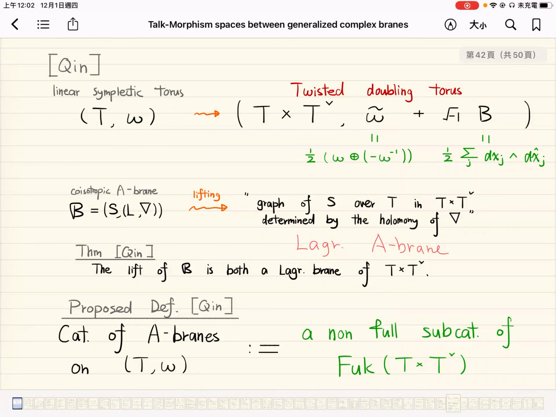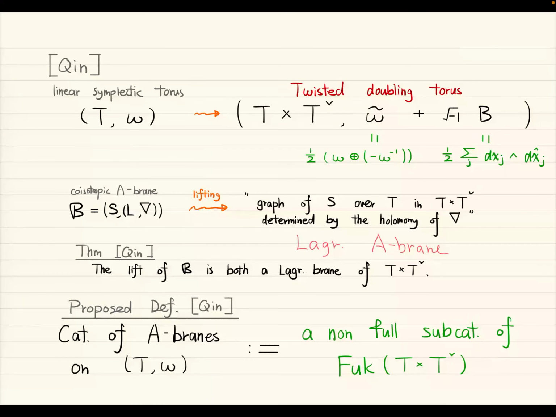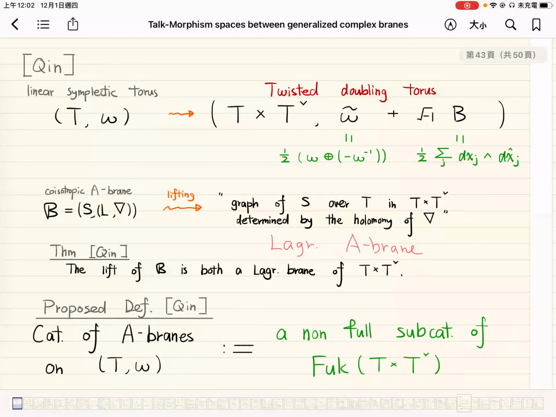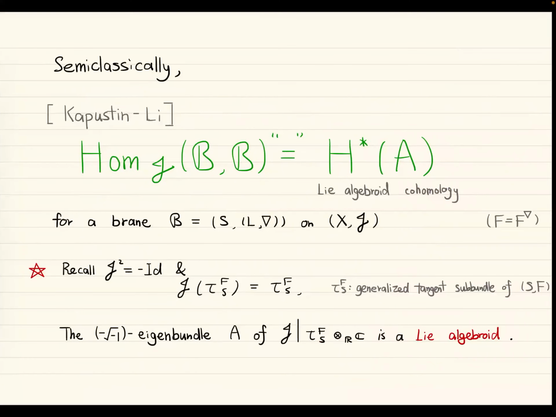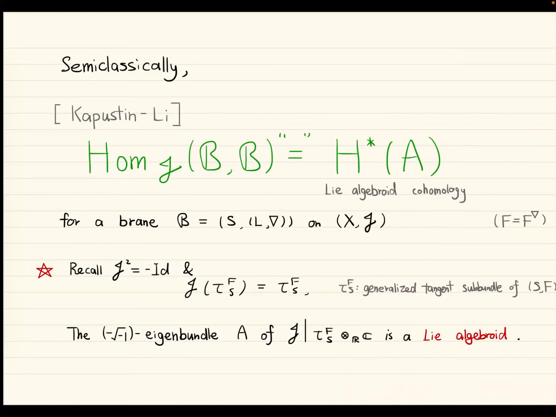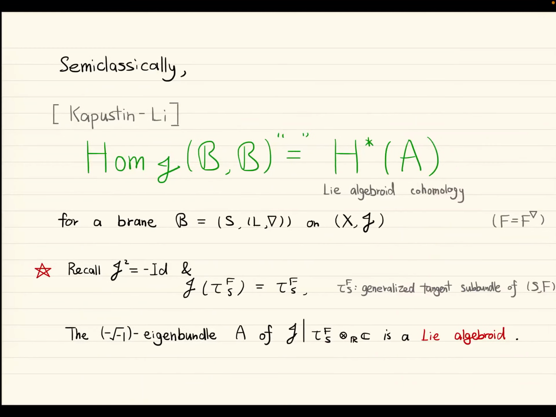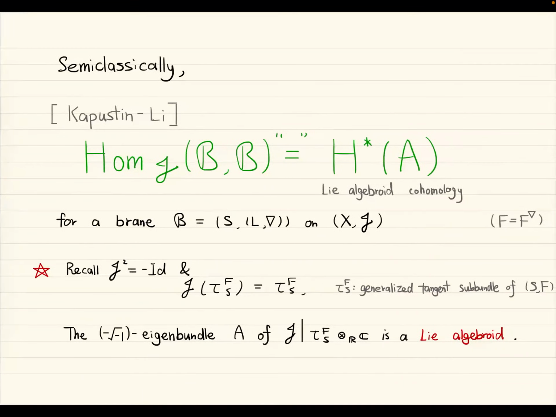So, now because I still have some time, I'd like to explain a notion from the very beginning, about the admissible pair of branes, in detail. So let us first consider a pair of identical branes. So this is the work of Kapustin and Li that we can define the morphism space for a pair of identical branes, at least semi-classically. This is a semi-classical definition as a Lie algebra cohomology.